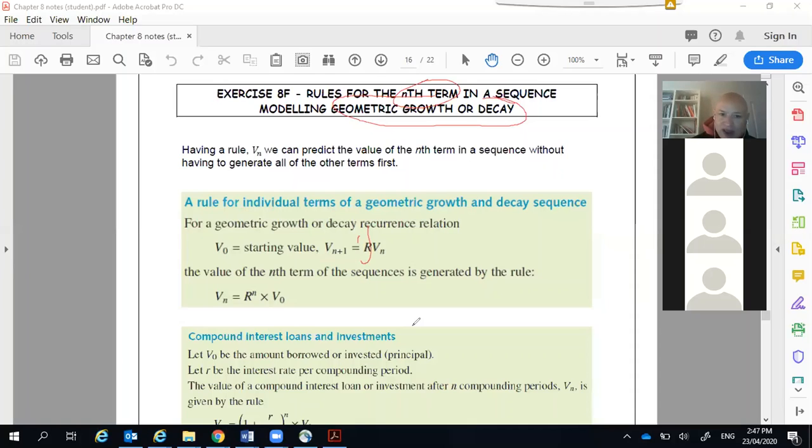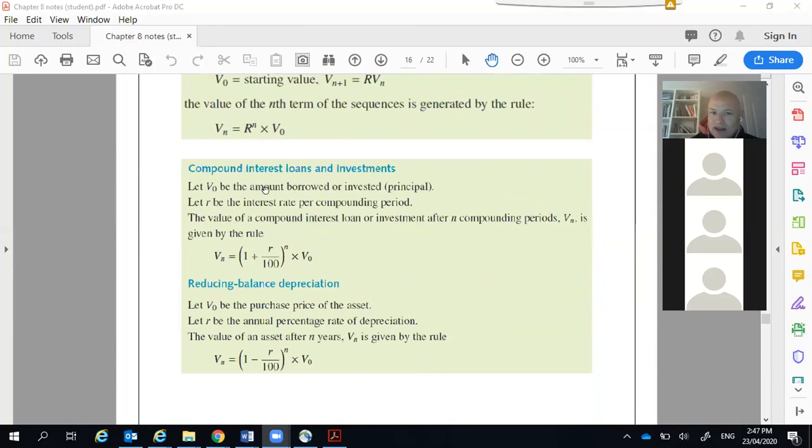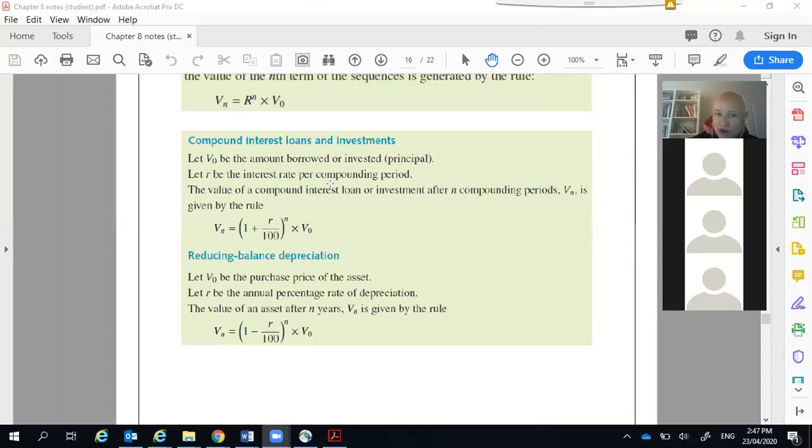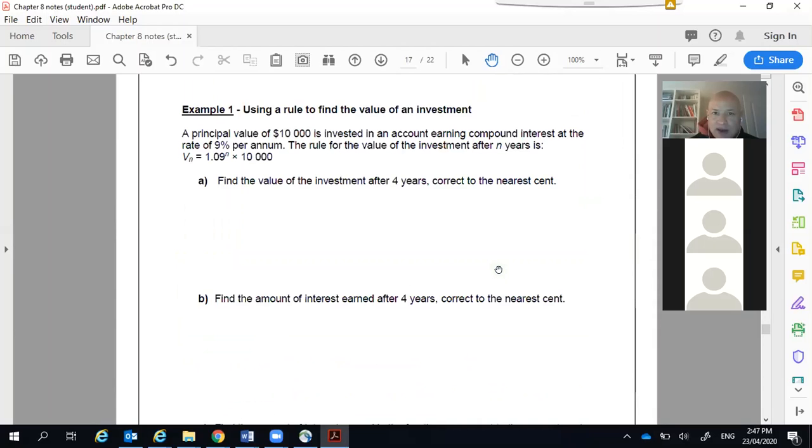For a recurrence relation, we will still need the starting value and we'll still need our rule. This works. I'm going to clear this. It does work for investments and loans as well, whether it is compounding or reducing, it doesn't matter. So it's the same thing. You can see the rule is the same, plus because it's compounding, minus because it's reducing, but all the rest is the same, and this is what I showed you anyway.